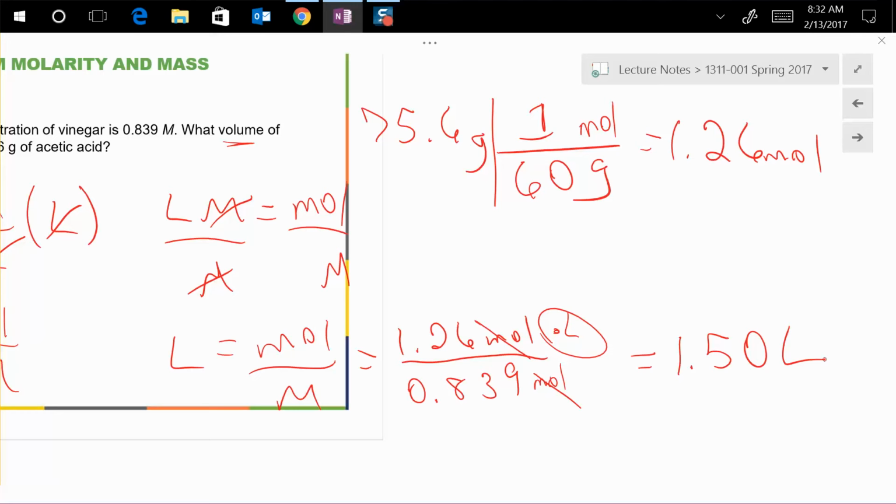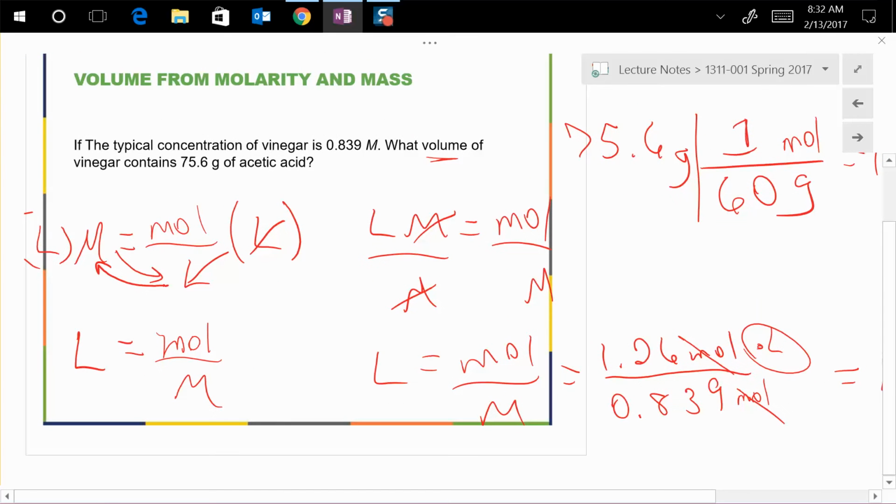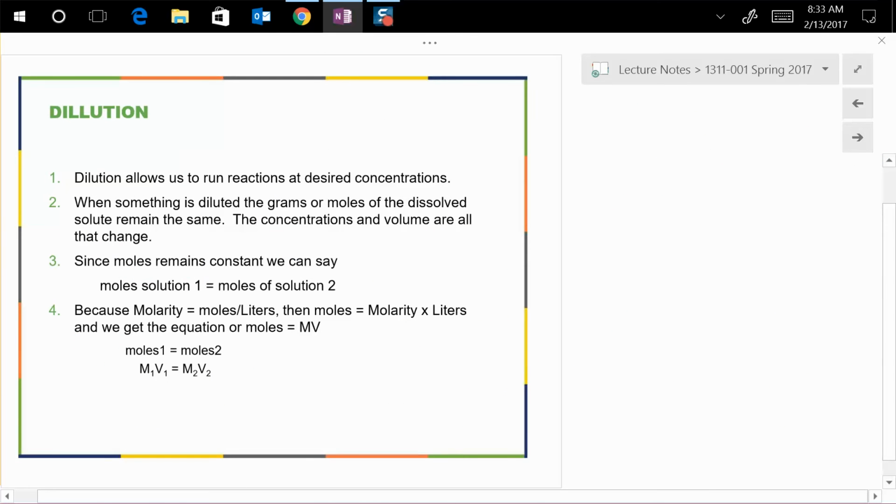Which is how many milliliters? 1,500. 1,500 milliliters. Okay? So, hopefully you guys will start to see that without having to do the conversion. But if you don't, you can always do the conversion. That's fine. It'll just make it easier for you if you can. All right, so that's molarity.